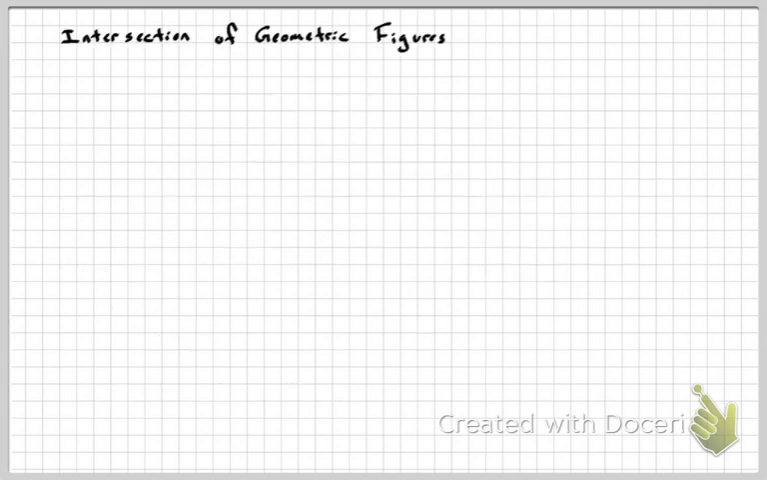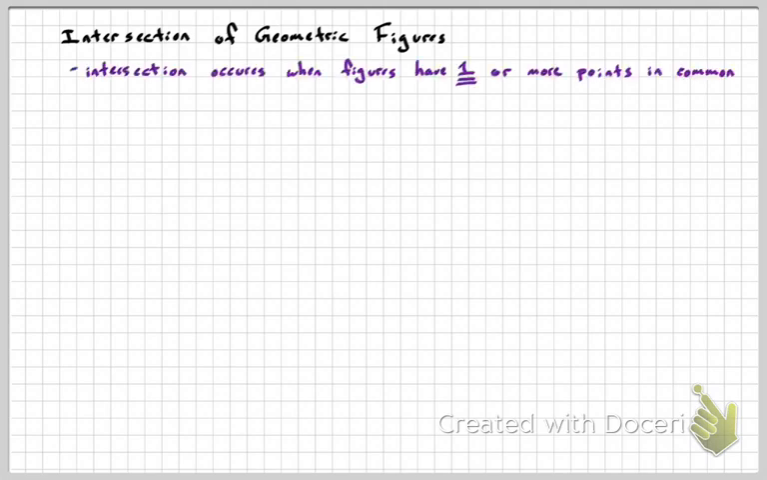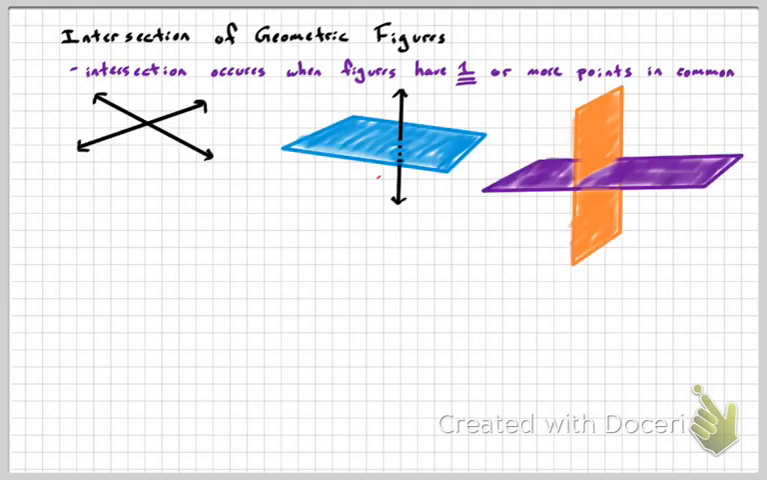Last but not least, intersection of geometric figures. So the intersection occurs when figures have 1 or more points in common. And there's 3 main types of intersections that we're going to be looking at this year. And they're each represented in this diagram. So the first one is the intersection of 2 lines. Now eventually we're going to talk about lines, segments, rays, stuff like that. But they're all the same idea in that they're 2 straight lines intersecting.